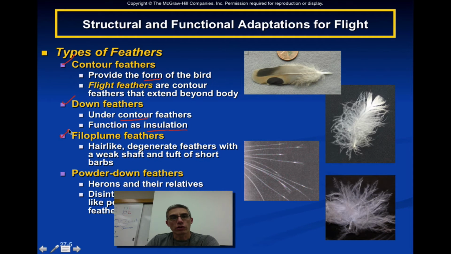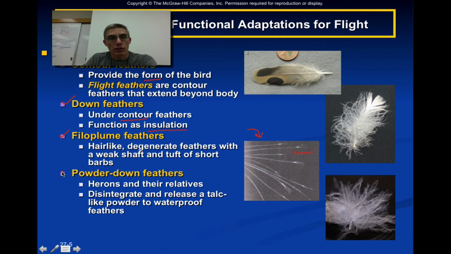Then we have those that are called the filoplume feathers, and these are sort of hair-like feathers that you see over here on the right, and these are what we consider degenerate feathers. In other words, they kind of look like feathers that have been beat up a bit. And so they have somewhat of a weak shaft and a tuft of very short barbs at the end, and you can see those barbs right through here.